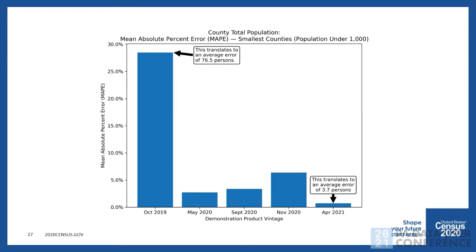There's been some concern about what is the impact going to be on particularly small counties. So this graph shows the mean absolute percent error for the smallest counties, those with populations under 1,000. And you can see substantial improvements here for small entities as well. The average error for these small counties in the new April 2021 data set is about 3.7 people, down from over 76 people plus or minus in the original October 2019 demonstration product.